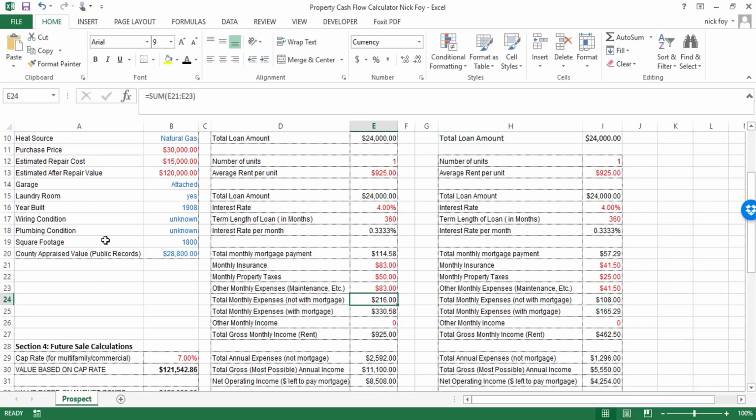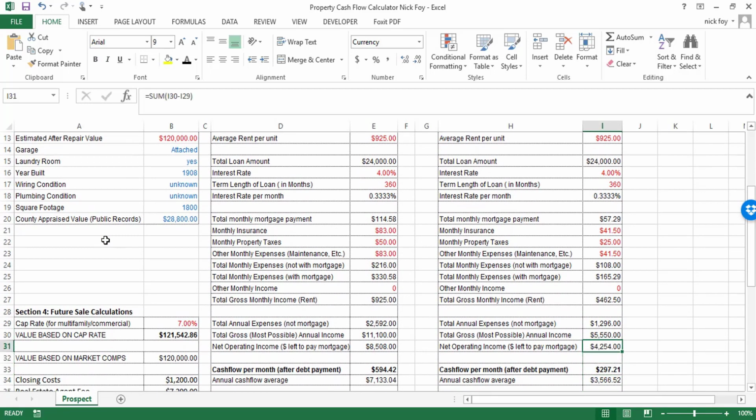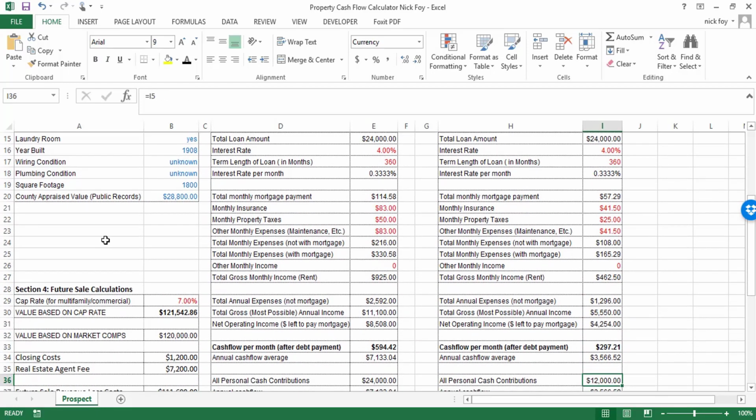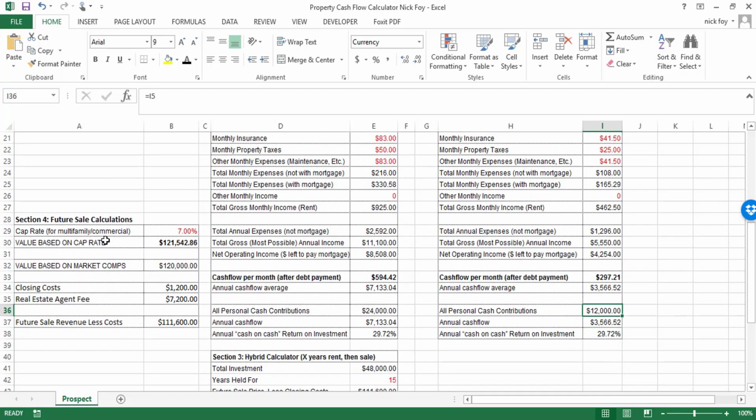So the $216 a month, I'm responsible obviously for half that, so $108, which means total monthly expense $165. Total monthly income towards rent is $462.50. Total annual expenses about $1,300. So my net operating income is going to be about half of that, $8,500. So I'm going to be getting about $42.54, and then we have the mortgage payment we're going to have to make. So after the mortgage, I'm going to be making about $3,566 per year, which is about $297 a month.